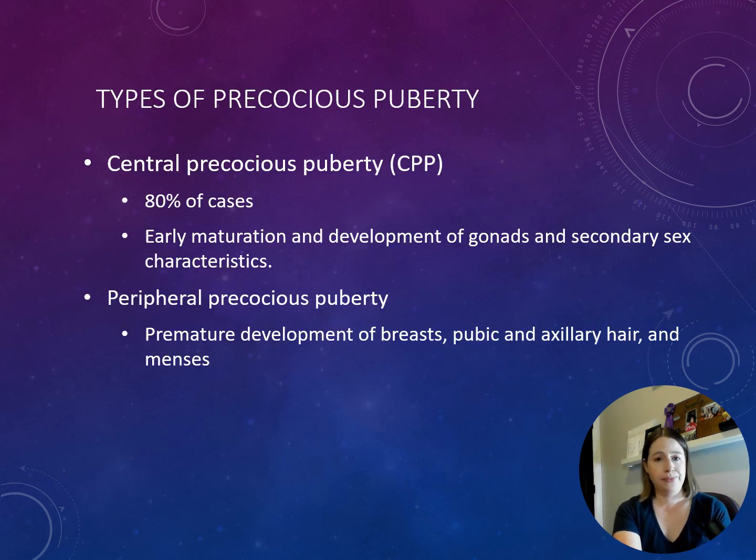So we have two different types of precocious puberty. The first is central precocious puberty, and this is about 80% of your cases. So definitely the most common, and this is where you see early maturation of the development of your gonads, which then creates and causes the secondary sex characteristics. So there's a central cause. Peripheral precocious puberty just means that there's premature development of breast, pubic, and axillary hair, as well as menses, but the gonads don't actually mature early. So you just have this peripheral or outer precocious puberty.